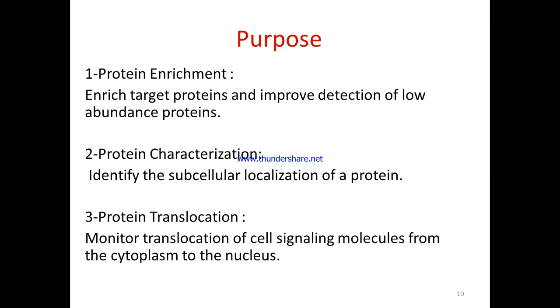So the purposes of cell fractionation are: the first one is protein enrichment, to enrich the target protein and improve detection of low abundance proteins. The second one is protein characterization, to identify the subcellular localization of the protein. And the third one is protein translocation, to monitor translocation of cell signaling molecules from the cytoplasm to the nucleus. That means monitoring the movement of cell signaling from the cytoplasm to the nucleus.